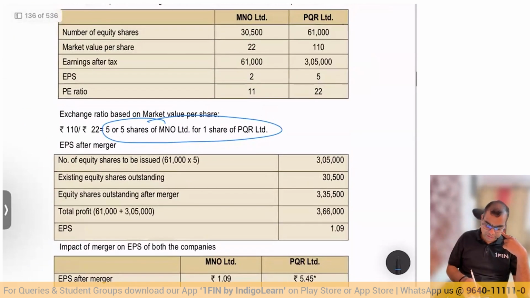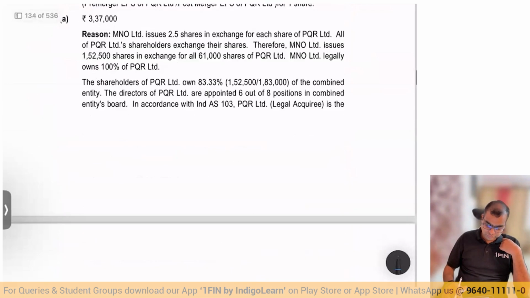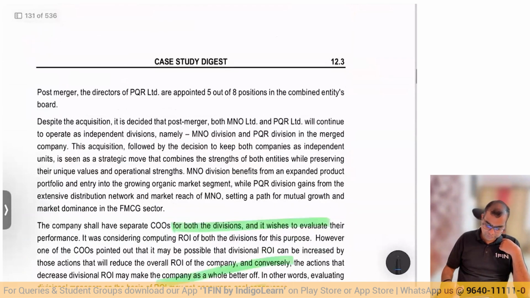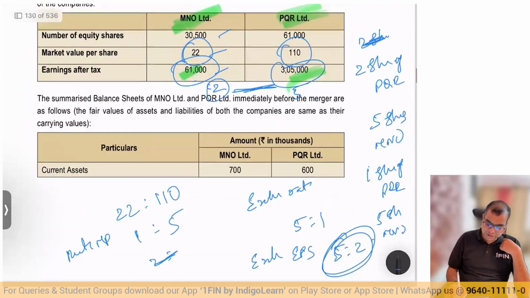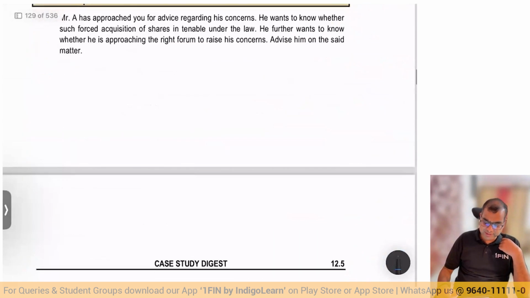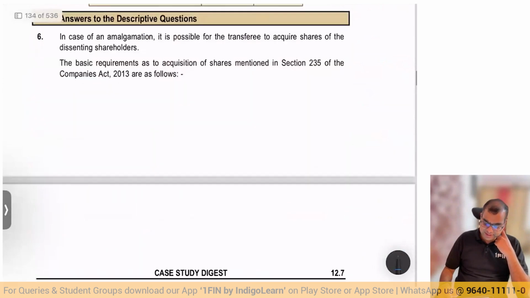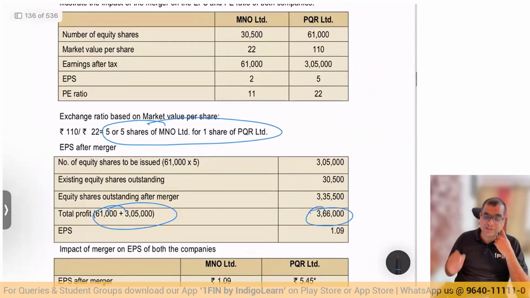For both the companies together, profit is 61,000 plus 305,000, which we saw earlier itself. So combined together, the revised profit is 3,66,000.